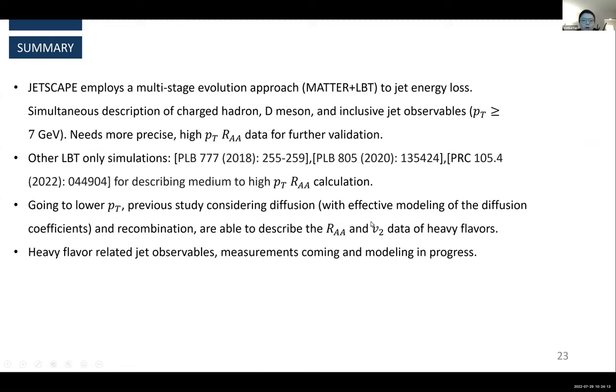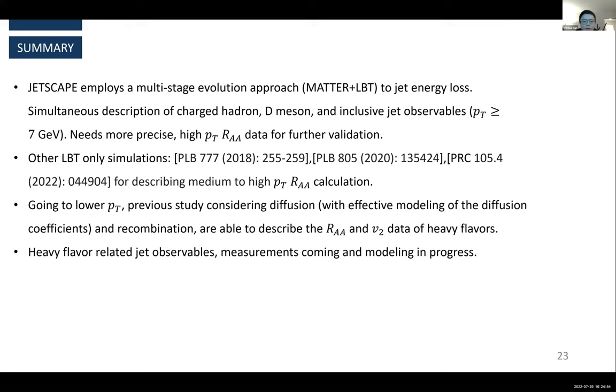So now it comes to my conclusion. We see in this talk, JETSCAPE employs a multi-stage evolution approach to jet energy loss, and using this multi-stage approach, we can achieve a simultaneous description of charged hadrons, D-meson, and inclusive jet observables. But we still need more precise and high pT RAA data for further validation.